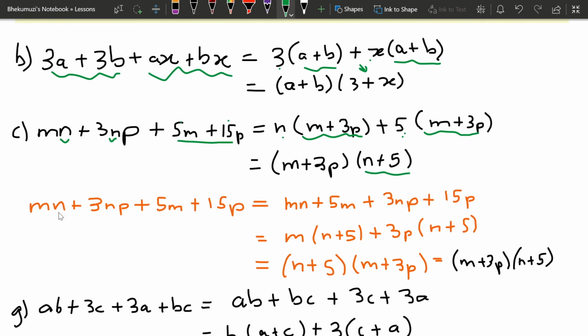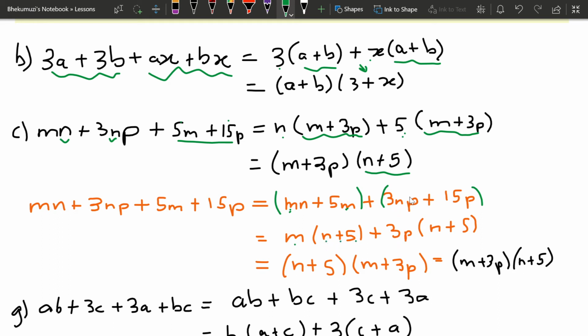Now if we have mn plus 3np plus 5m plus 15p, notice that I can actually rearrange these terms, right? How about if I say to myself, for the first pair, I want to put where I have m as my common factor. So I paired mn with plus 5m, but also here I paired 3np plus 15p, right? But now in this case, what's actually happening? I actually see that I have m and m as my common factor, so I take it out, then I'll be left with n plus 5.